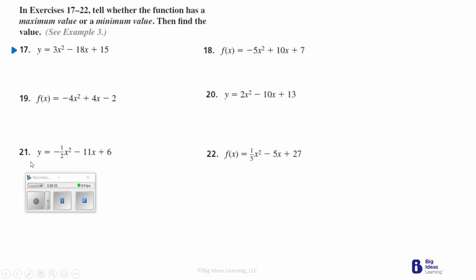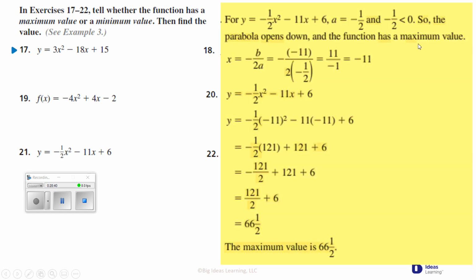All right, let's go ahead and go to number 21. This is the negative front, so once again, it's going to have a maximum value. We're plugging in the numbers once more. This time our B is 11, and our A is negative 1/2. Well, 2 times negative 1/2 will give you negative 2, and negative 2 divided by 2 is negative 1. The negative times the negative 11 gives me a positive 11. 11 divided by negative 1 would be negative 11.